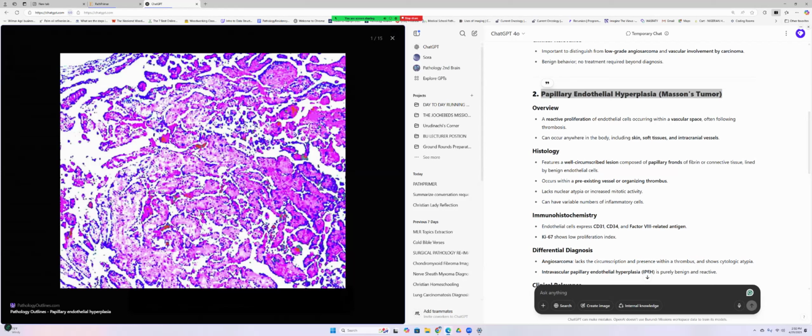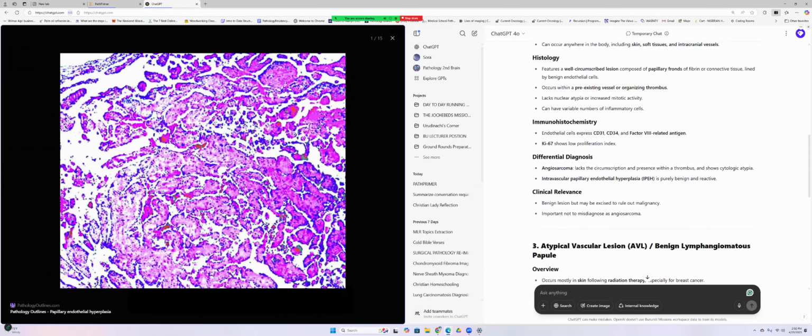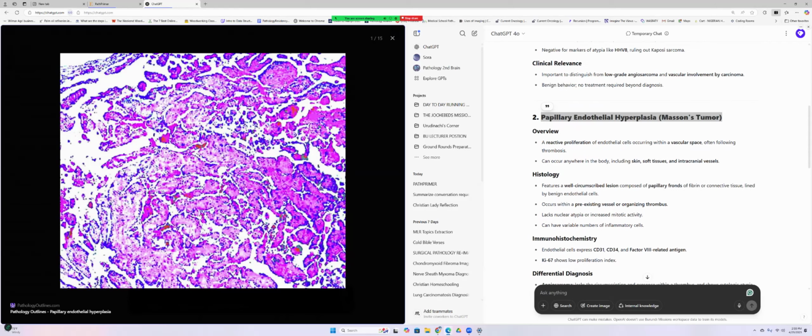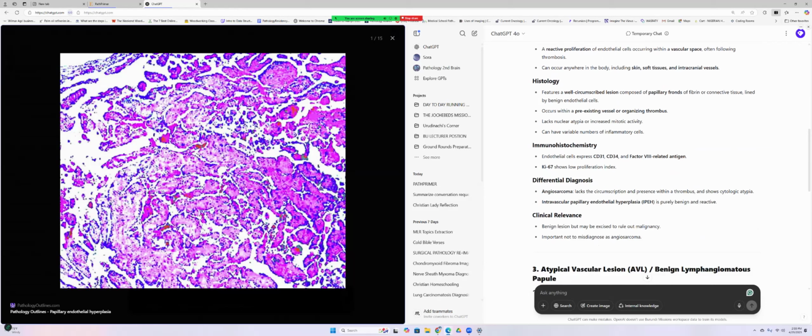They lack nuclear atypia or increased mitotic activity. There can be a variable number of inflammatory cells. For IHC, endothelial cell markers, of course CD31, CD34, and ERG can be used. Also factor VIII related antigen is used to look for endothelial markers. Factor VIII is found in endothelial cells, released from Weibel-Palade bodies. So factor VIII related antigen, CD31, CD34 are positive, and Ki67 will be low.